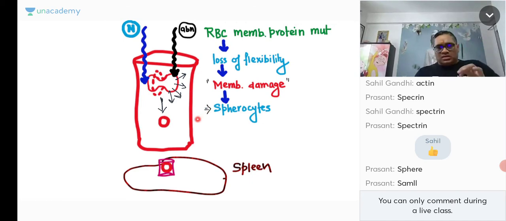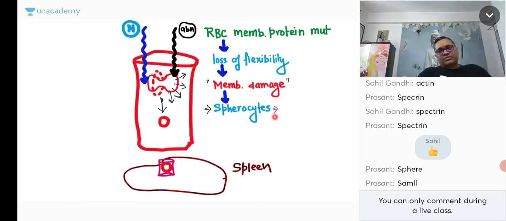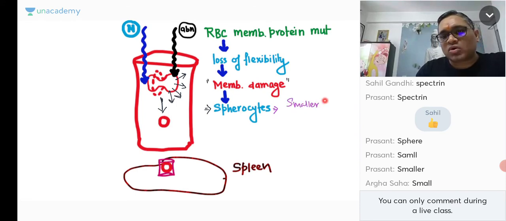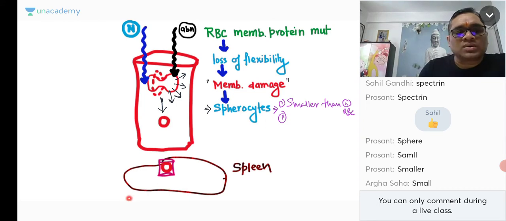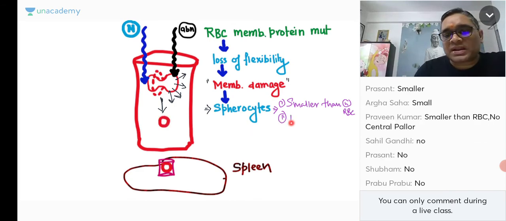Right? So first of all, we understood that spherocytes are smaller. If the examiner asks you whether spherocytes are smaller or larger than normal RBC, what will be your answer? PGI question. Very good. Spherocytes are smaller than normal RBC. This is the number one point. Now the second point: will spherocytes have central pallor, yes or no? Smaller than RBC and no central pallor. Very good. There will be no central pallor.